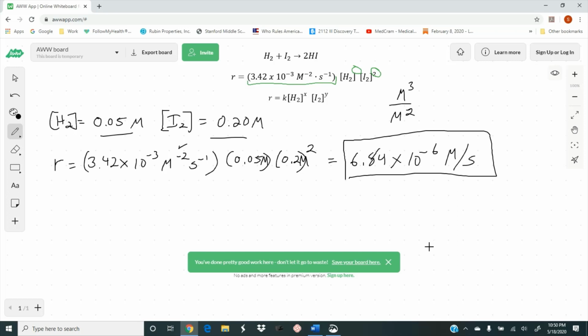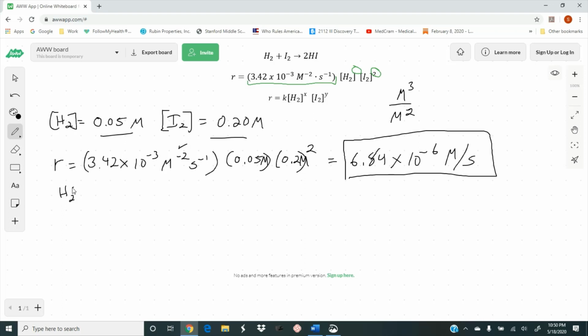So that's what I would use. Now, we said earlier that rates can vary based on concentrations. Right? If you change the concentration, you can change the rate. So let's see what happens if we just change the concentration. Let's make the concentration of H2 1.0 molar. And let's make the concentration of I2 1.5 molar.